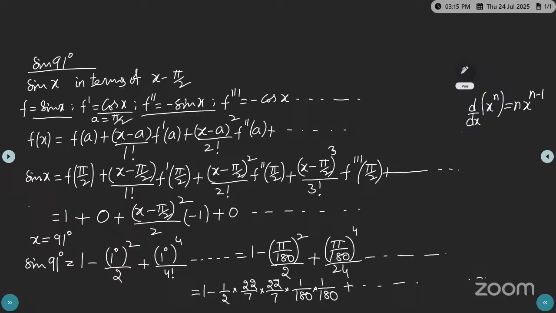So this is about the things related with mean value theorems. Now we'll discuss theorems on integral calculus.